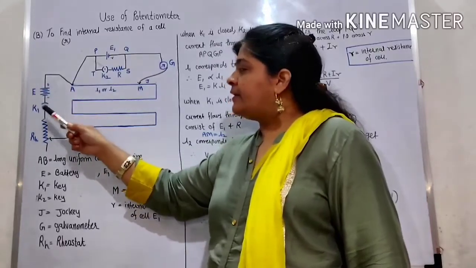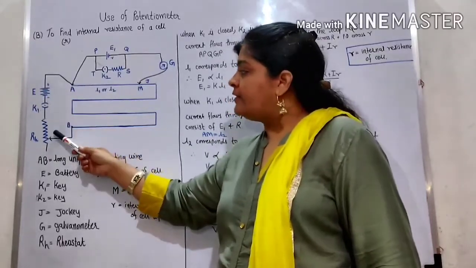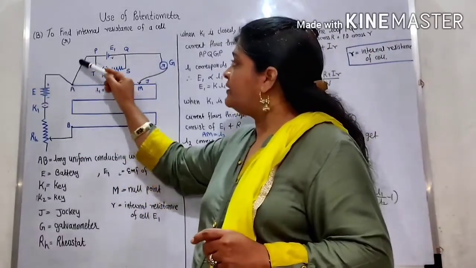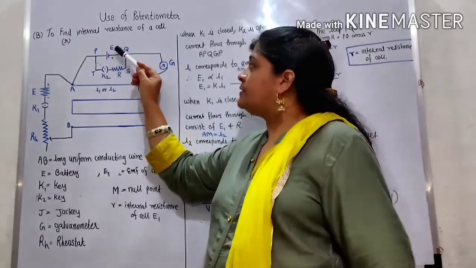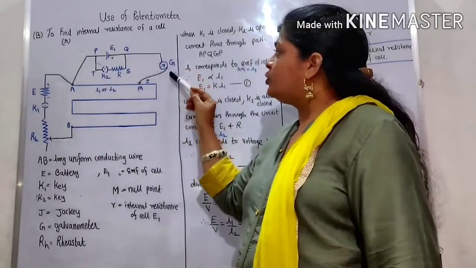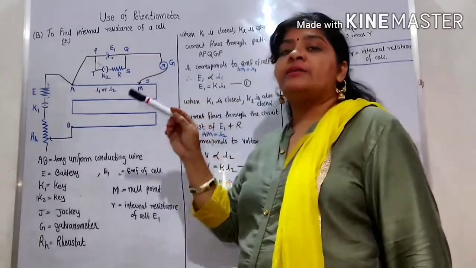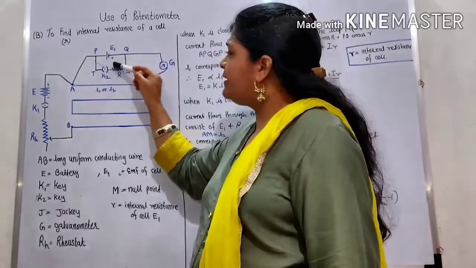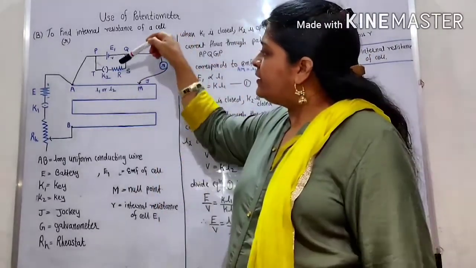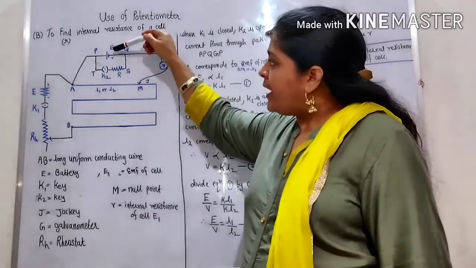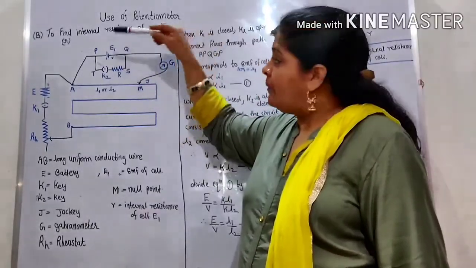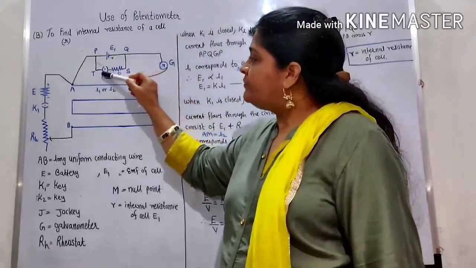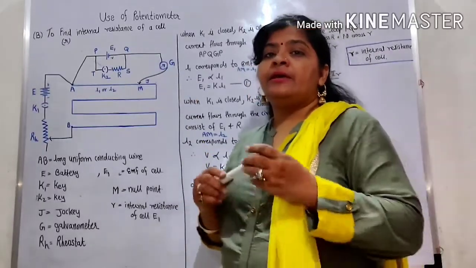Then key K1 and the rheostat are connected between the A and B terminals. The A terminal is then connected to the cell E1, and then to the galvanometer. The galvanometer then carries the jockey J. After that, there is one slight additional arrangement. We connect the resistance R parallel to E1, and along with that we connect the key K2.